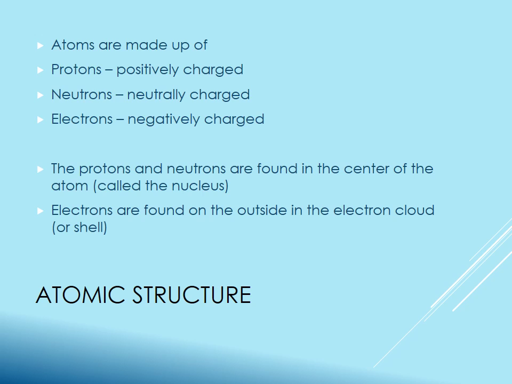And electrons, once again, are found on the outside. We call that the electron cloud, just because you can't really see the individual electrons swinging around. It's not like they're very big, and they're moving very quickly. So sometimes we reference this as a shell, and we start talking about valence shells, which we'll talk about very shortly.